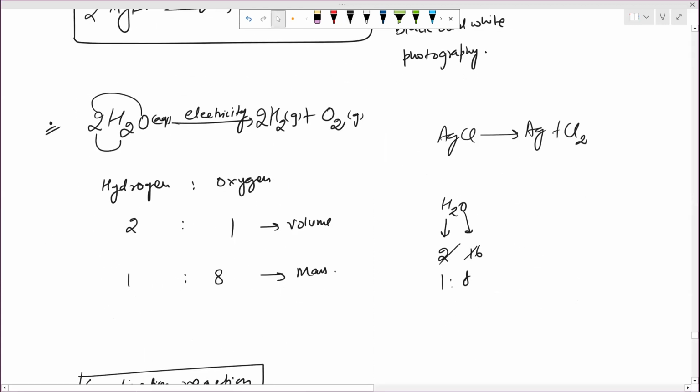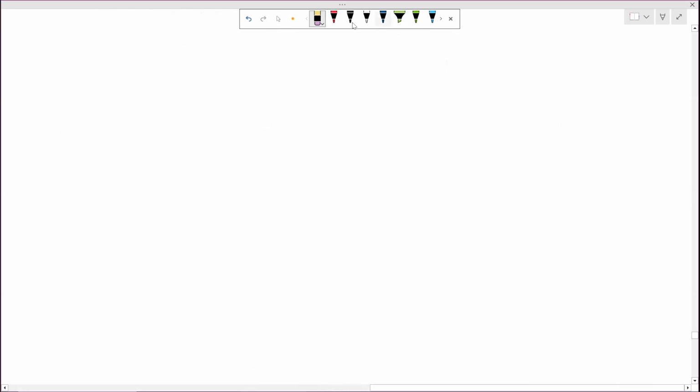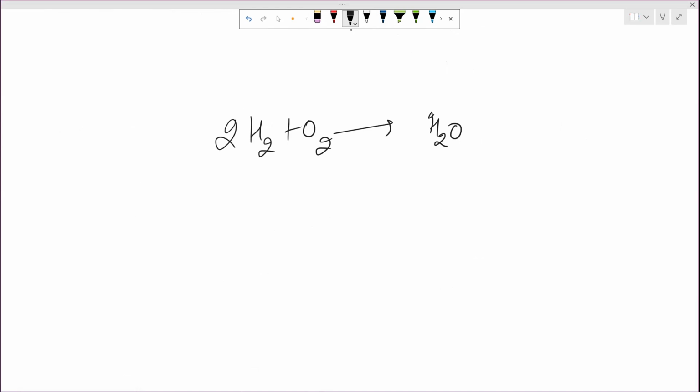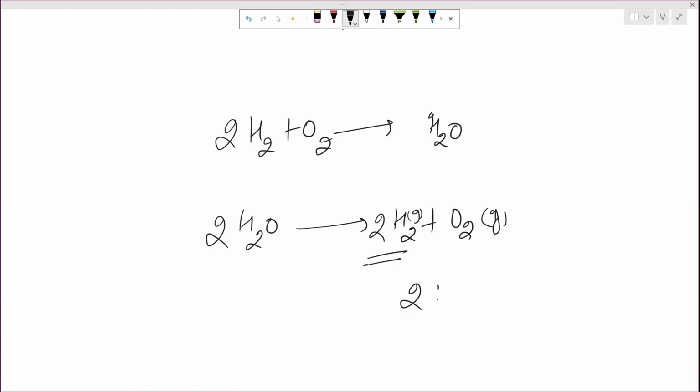Okay. Now moving to the next part. If you are doing the electrolysis of water, H2 plus O2 will give you H2O. So this is water. When you balance it, there are two water molecules. This is the normal reaction, a combination reaction. But when you pass electricity through the water, it will give you H2 plus O2 back. Got it?